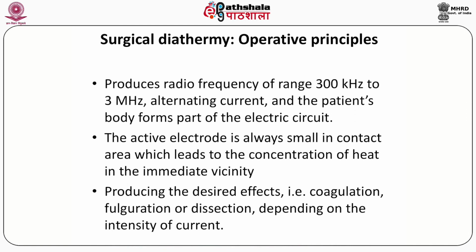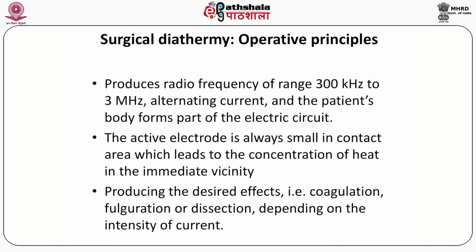Now we will talk about the operative principles of surgical diathermy. Surgical diathermy produces radio frequency in the range of 300 kHz to 3 MHz. It is an alternating current, and the patient's body forms part of the electric circuit, as in the other techniques of diathermy. The active electrode is always small in contact area, which leads to the concentration of heat in the immediate vicinity. It is always small, and the end is always pointed.